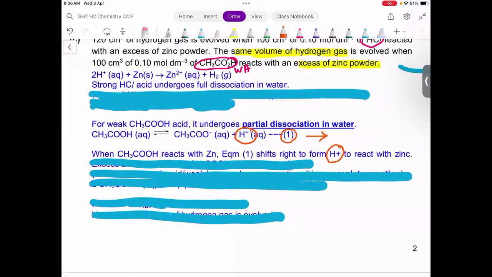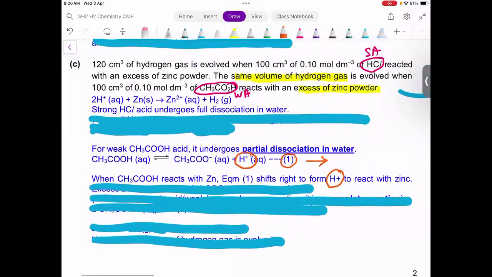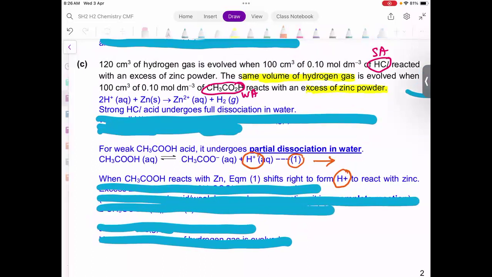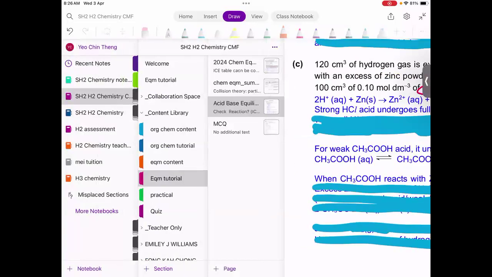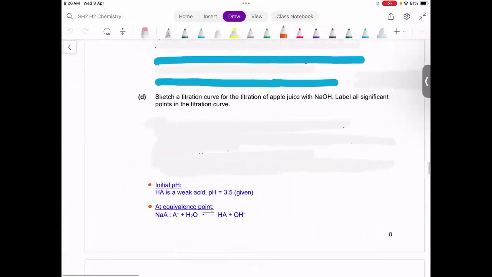Yep. Pardon again? CMF meaning? Oh, yeah, that means I need to redo everything. Thank you for telling me.